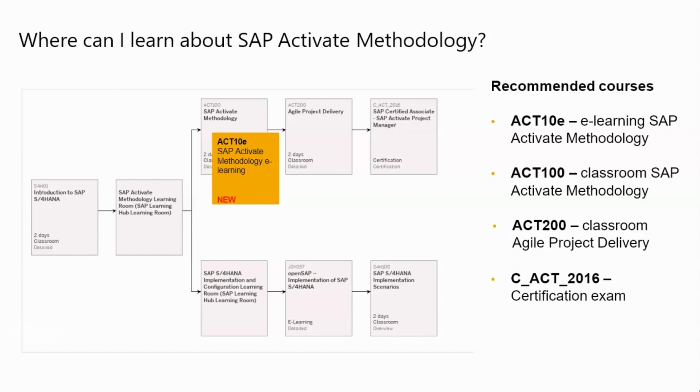These are the recommended courses that we have: ACT 10E, ACT 100, ACT 200, and C_ACT 216. Just in case, we've got the upgraded version of this 216 now, but if you are not able to access this and you are not able to get this data, we can discuss that in more detail, and I can share this material with you.